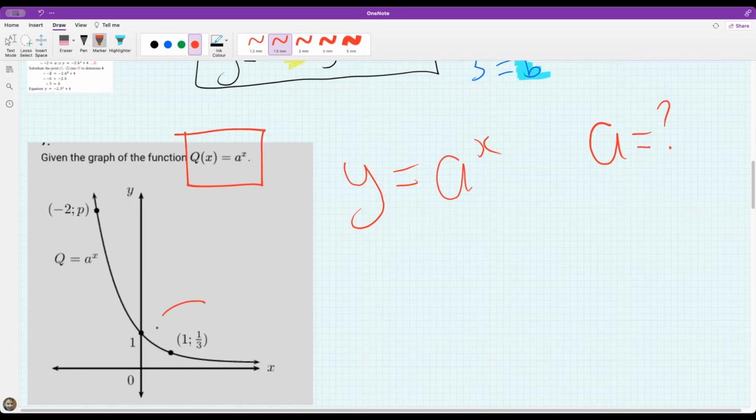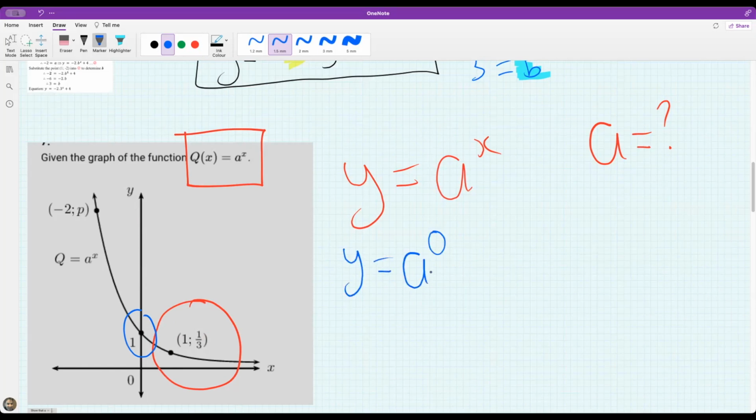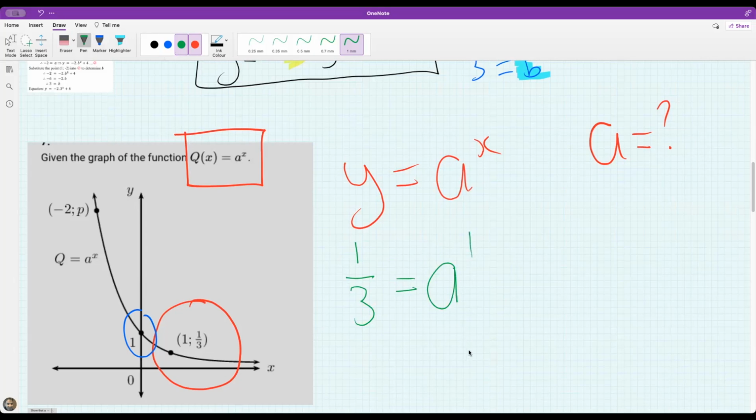So the point that we're going to use is going to be here, because that's the point on the line. We could use this one, I suppose, but if I use this point, anything to the power of naught is 1. So we don't know. It's actually better if we use this point over here. And so we are going to put 1 over 3 equals a to the 1. And so a is actually equal to a third. And the equation of this function is a third to the power of x.